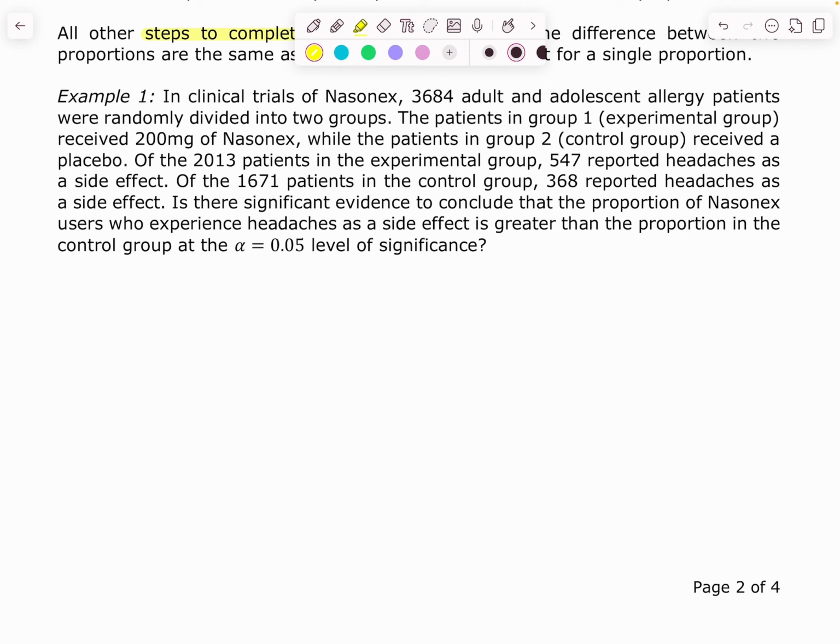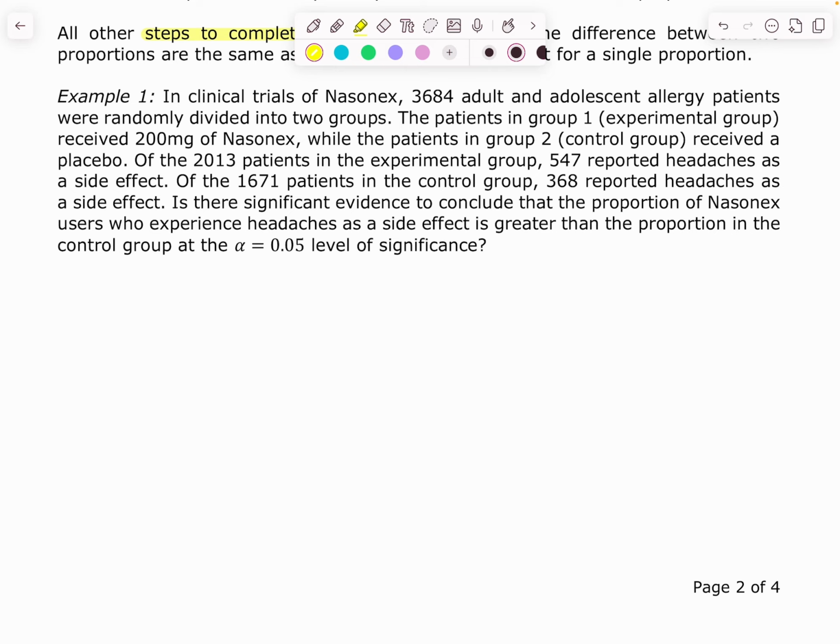In a clinical trial of Nasonex, 3,684 adults and adolescent allergy patients were randomly divided into two groups. The patients in Group 1, the experimental group, received 200 milligrams of Nasonex, while the patients in Group 2, the control group, received a placebo. Of the 2,013 patients in the experimental group, 547 reported headaches as a side effect. Of the 1,671 patients in the control group, 368 reported headaches as a side effect.